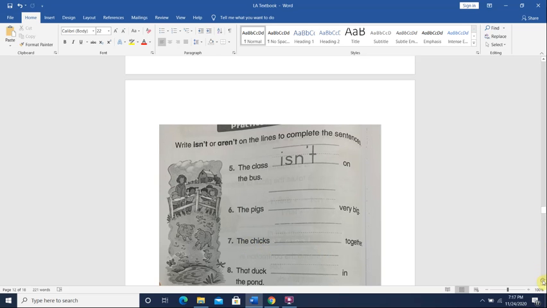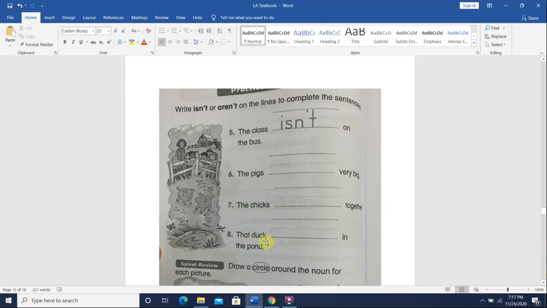Number 8. That duck blank in the pond. That duck, the duck is only one. We're talking about only one. That duck isn't in the pond. All right?